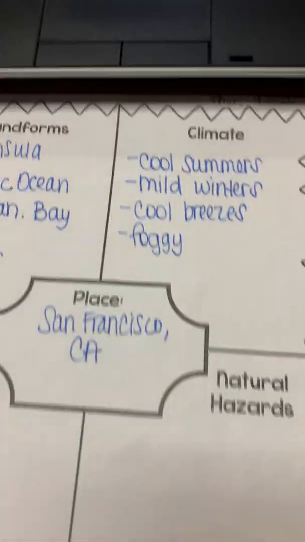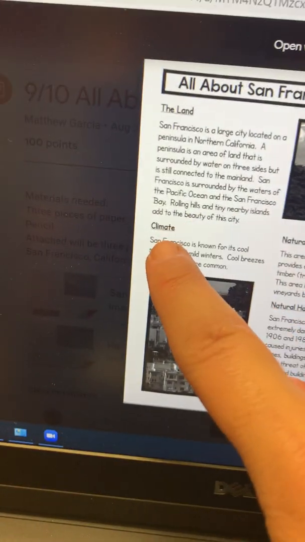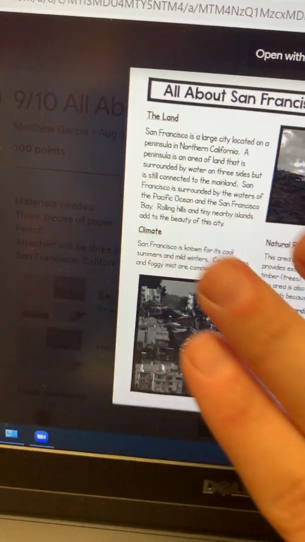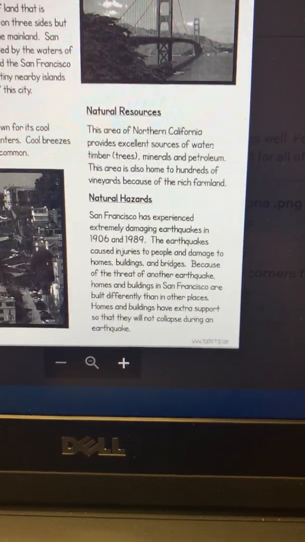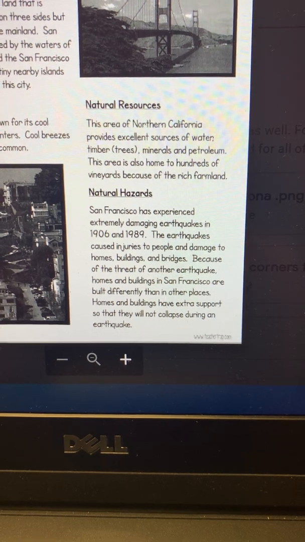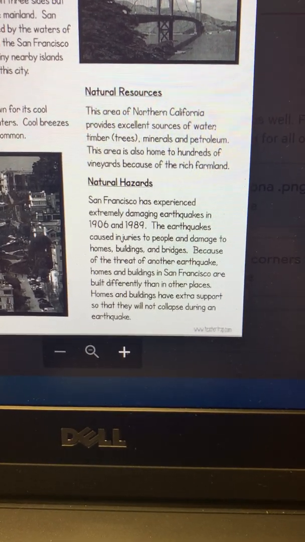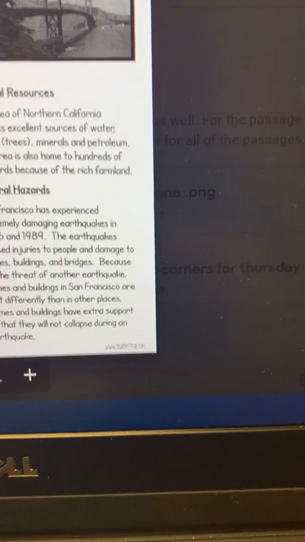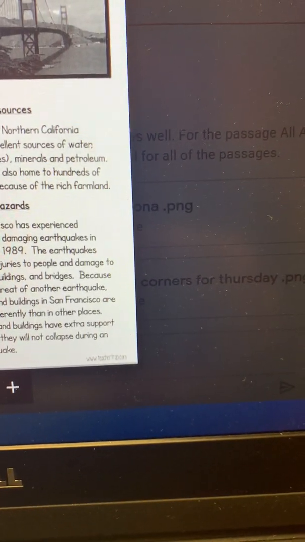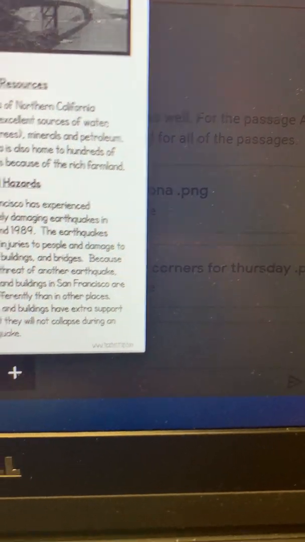Okay. Last, we have natural hazards. And I love that they give us these headings because it makes it easier for us to look for our answers. So it says, San Francisco has experienced extremely damaging earthquakes. Okay, is that a hazard? Earthquakes? Yeah, that's going to maybe put our lives and our stuff in danger. So I'm going to write that under natural hazards.